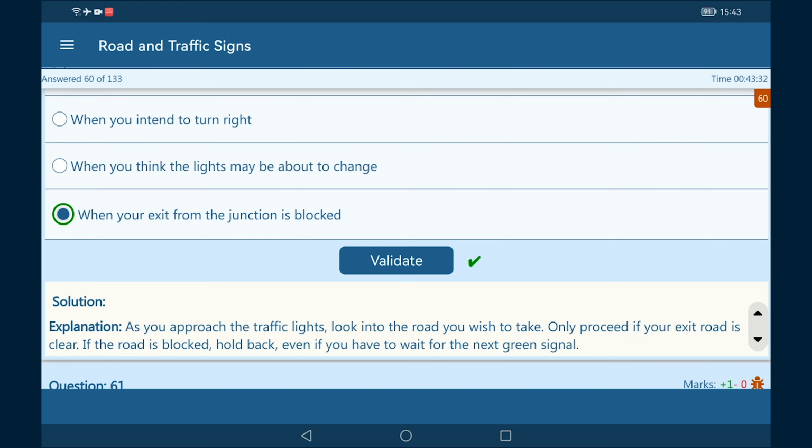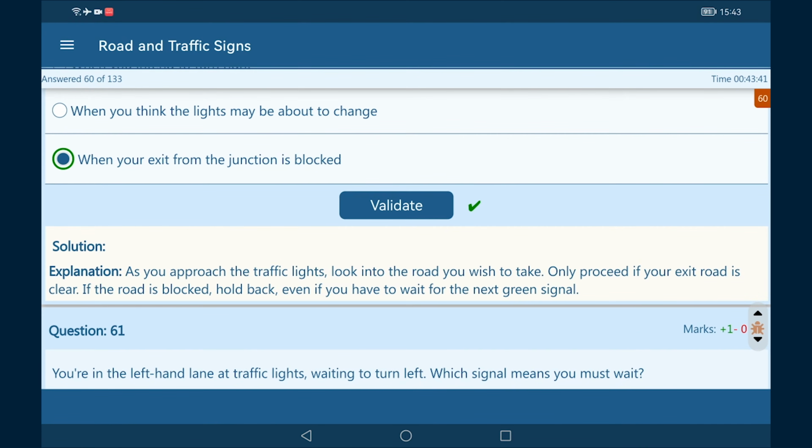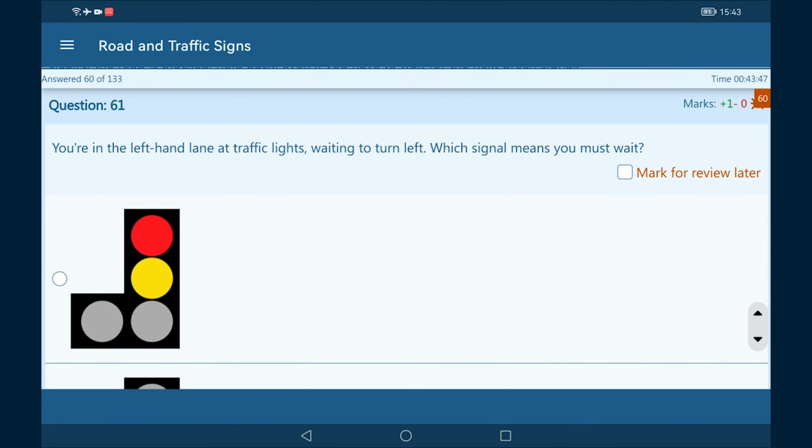Explanation. As you approach the traffic lights, look into the road you wish to take. Only proceed if your exit road is clear. If the road is blocked, hold back, even if you have to wait for the next green signal. Question 61. You're in the left-hand lane at traffic lights, waiting to turn left. Which signal means you must wait?